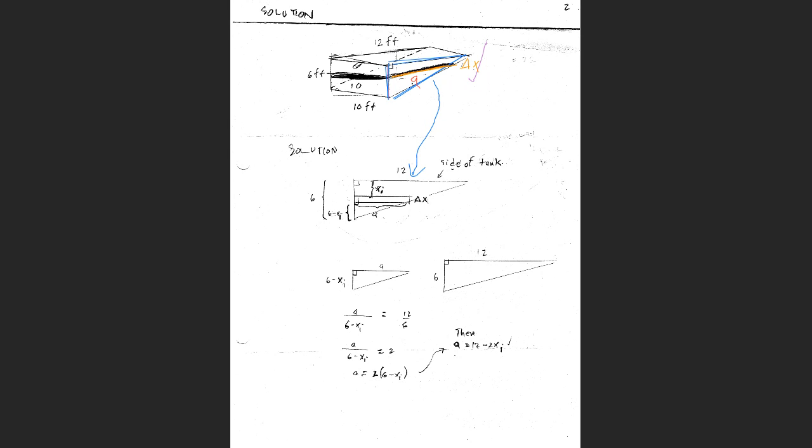So what we have here is essentially two right triangles. You have the big blue right triangle, which is the side of the tank, and then you have a smaller right triangle here. I've drawn them both here. Let me give you a moment to copy that picture down.